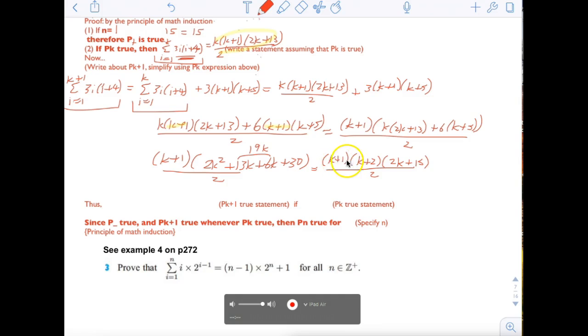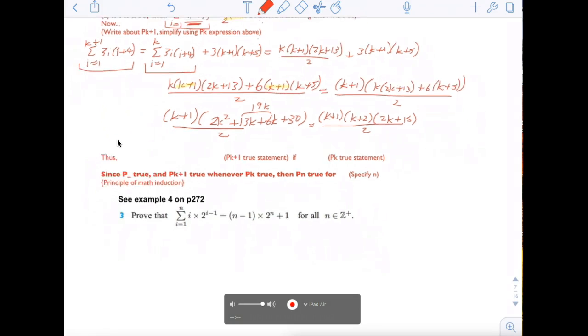So now look what I have. I kind of have the same thing as this, right? Instead of k, I have k plus 1, which is expected because I'm doing the k plus 1th term. Instead of k plus 1, I have k plus 2, which is expected also because k plus 1 plus 1 is k plus 2. Finally, 2k plus 13, if I put in k plus 1 for k, I would get 2k plus 2 plus 13, which is 2k plus 15. So actually, this expression here is exactly what I would expect if I substituted k plus 1 in for all the k's here. So I have proven that this is true.